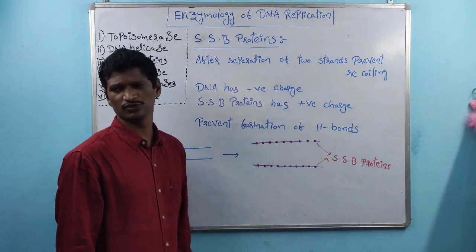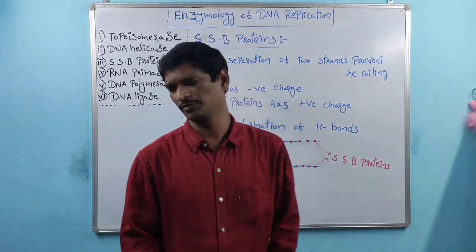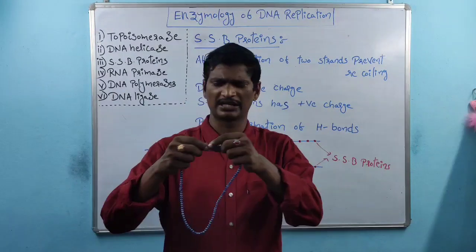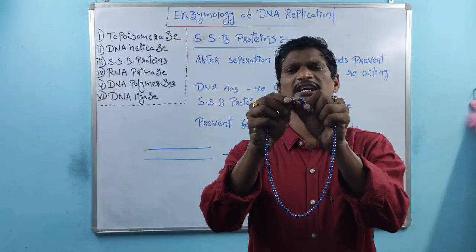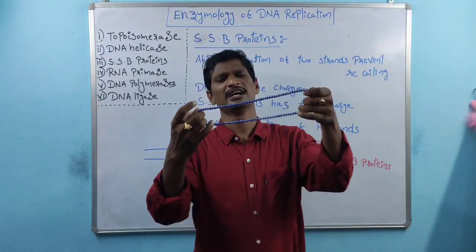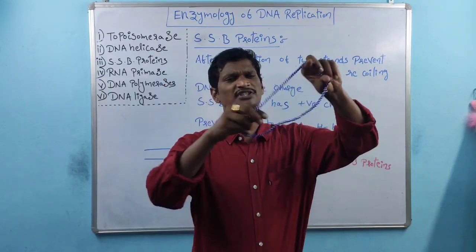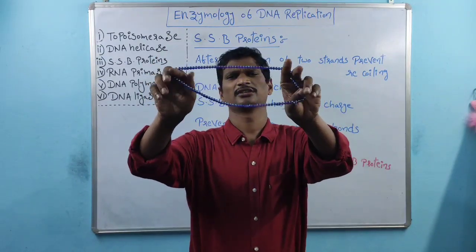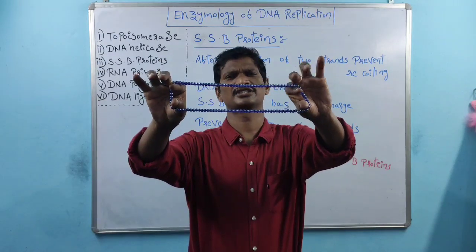And prevents the hydrogen bonds formation. The simple explanation: see, this is one of the thread-like structures. There is a white color thread-like structure, that is the DNA, and this is the separated two strands of the DNA. These are the strands, separated DNA strands.